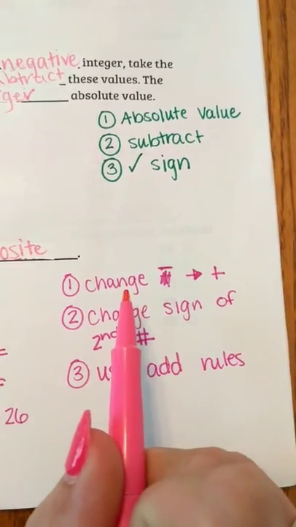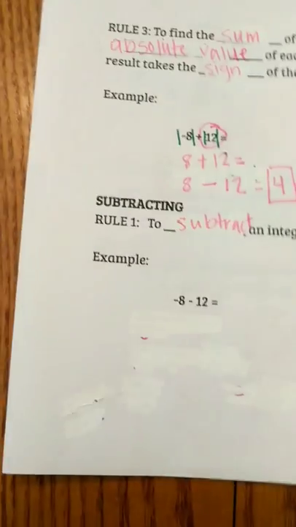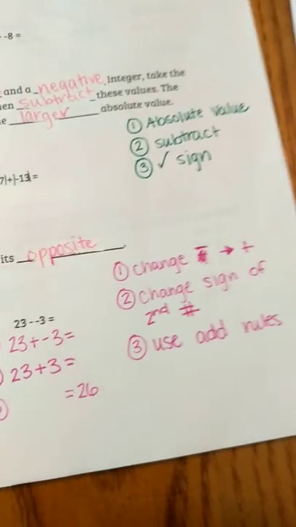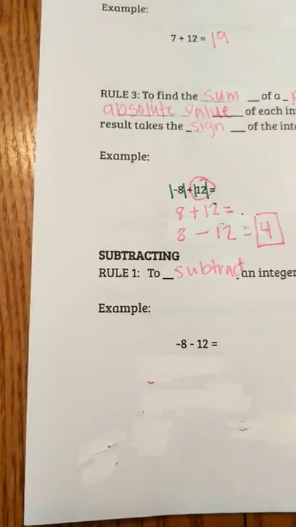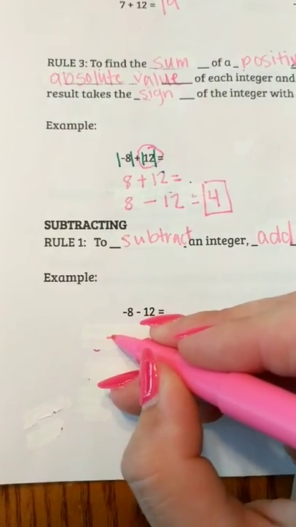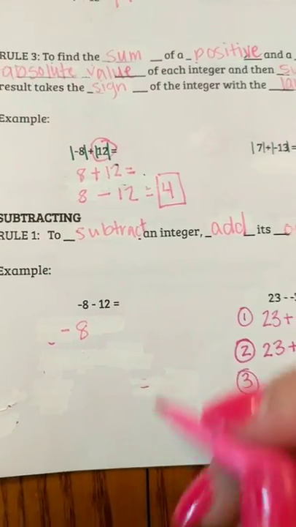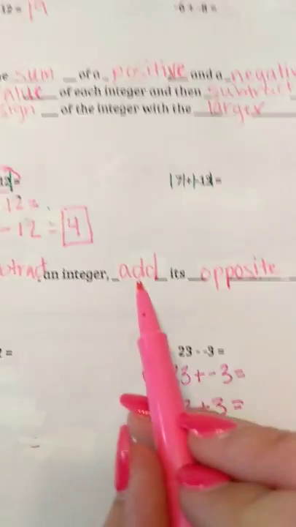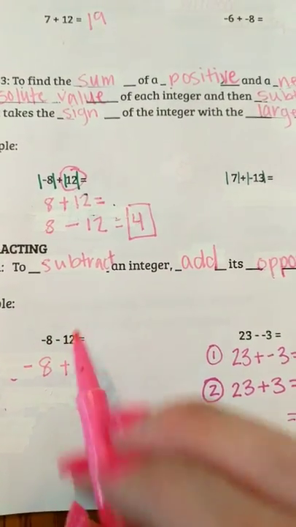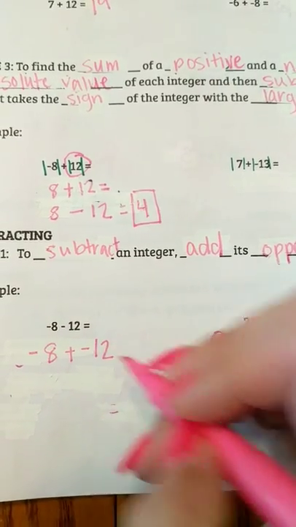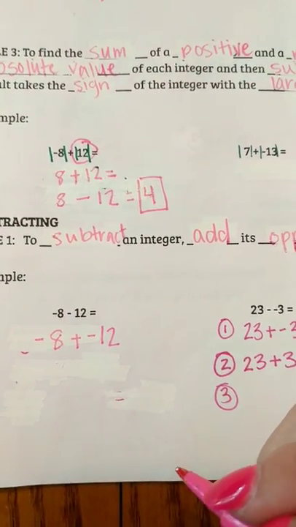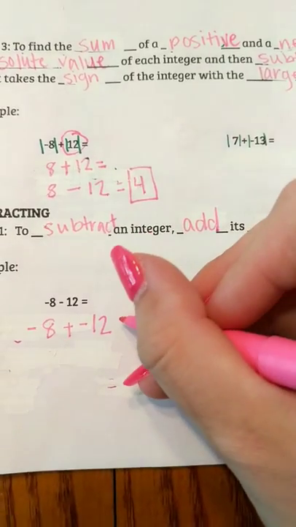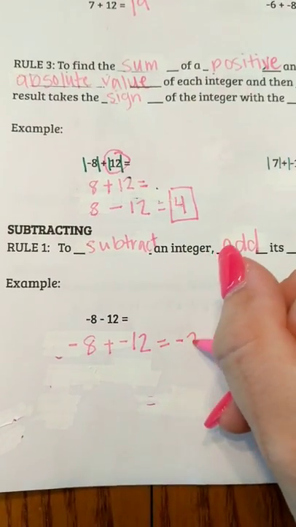So, step 1, you're going to want to change the subtraction sign to an addition sign. So -8, change that subtraction sign to an addition sign. So you're adding the opposite. So because this was a positive 12, now it's going to be a negative 12 because we're changing it to its opposite. So -8 plus a negative 12 is negative 20.